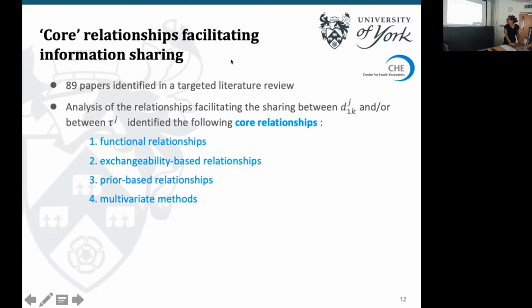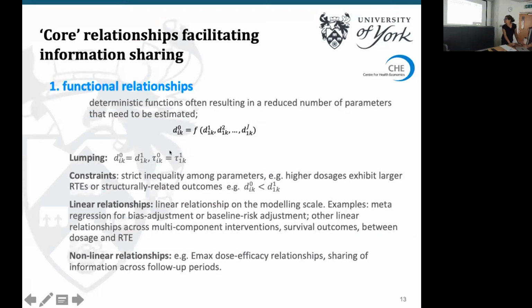So he identified 4 types: functional relationships, exchangeability-based relationships, prior-based relationships, and multivariate methods. And I'll go through these to give some examples. So functional relationships are no more than deterministic functions, often resulting in a reduced number of parameters. So some examples: lumping, so directly combining the two treatment effects for the two populations as if they were equal, or the variance parameters as well.